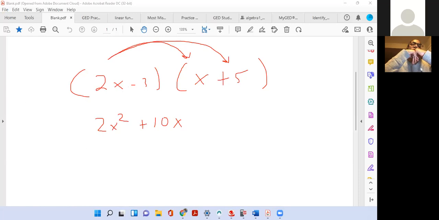Our next step is what? -3 times x. What is -3 times x? It will be -3x. And then our last step will be to do what? -3 times 5, which is -15. Now, in a lot of books, they call that FOIL. This is just the components of the distributive property. You're just multiplying one term by everything else in the second parentheses.